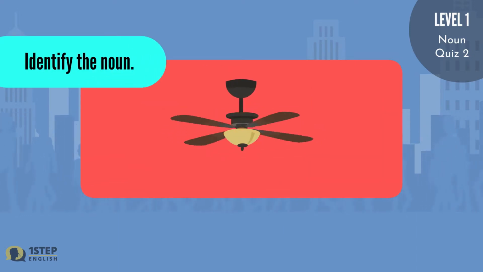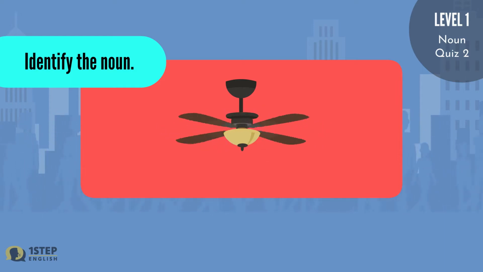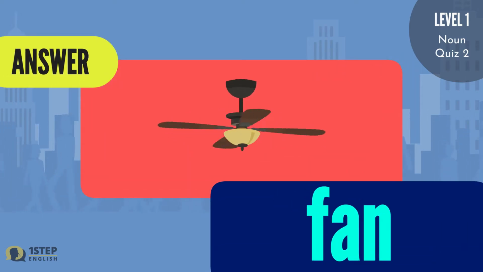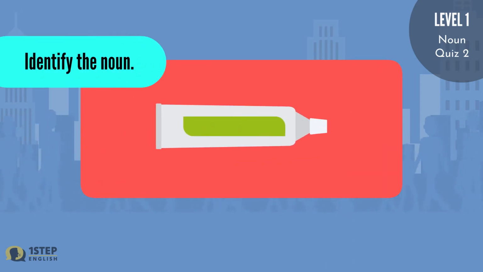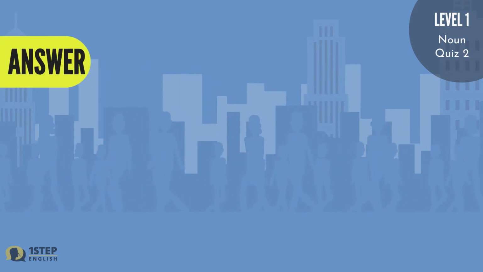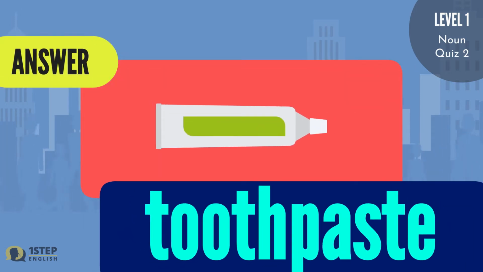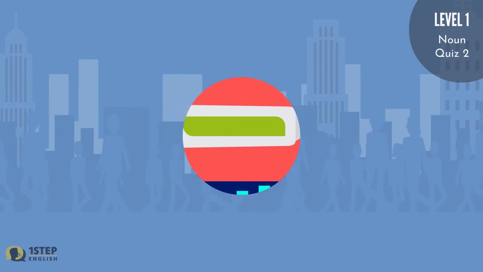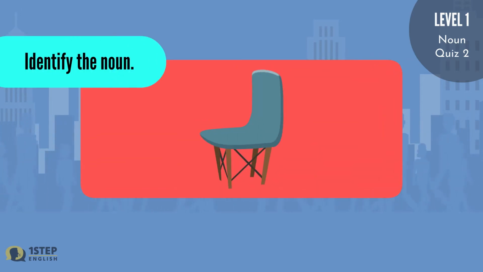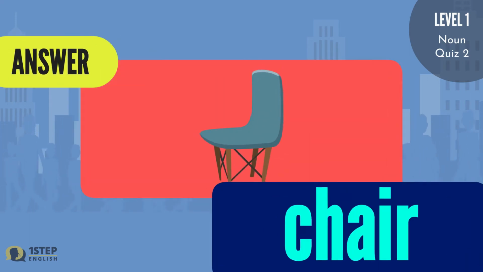What is this? The correct answer is fan. What is this? The correct answer is toothpaste. What is this? The correct answer is chair.